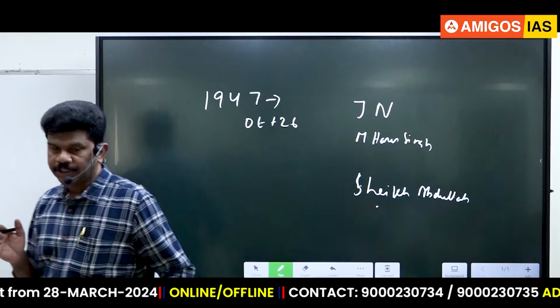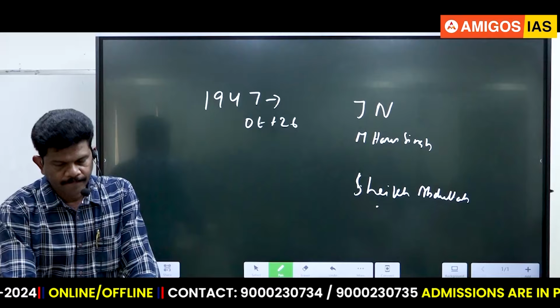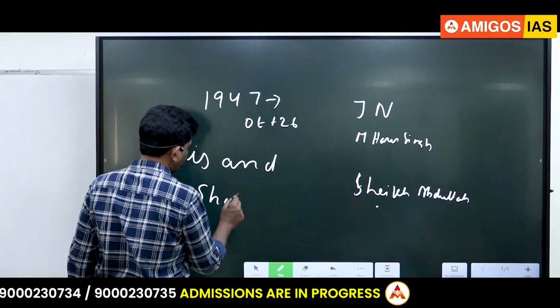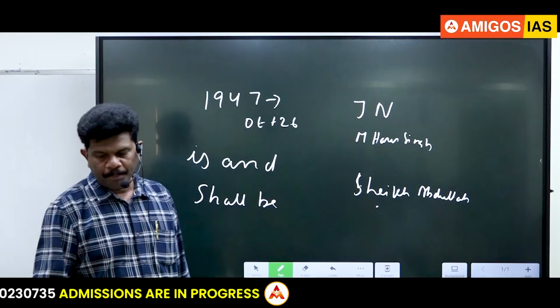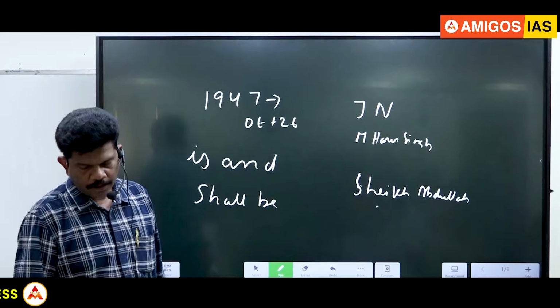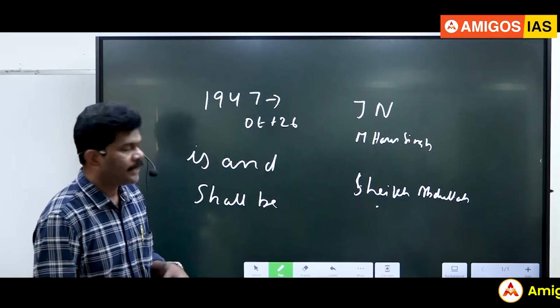Article 3 of the constitution says, Jammu and Kashmir is and shall be an integral part of the Union of India. So the constitution also is accepting that Jammu and Kashmir is an integral part of India.